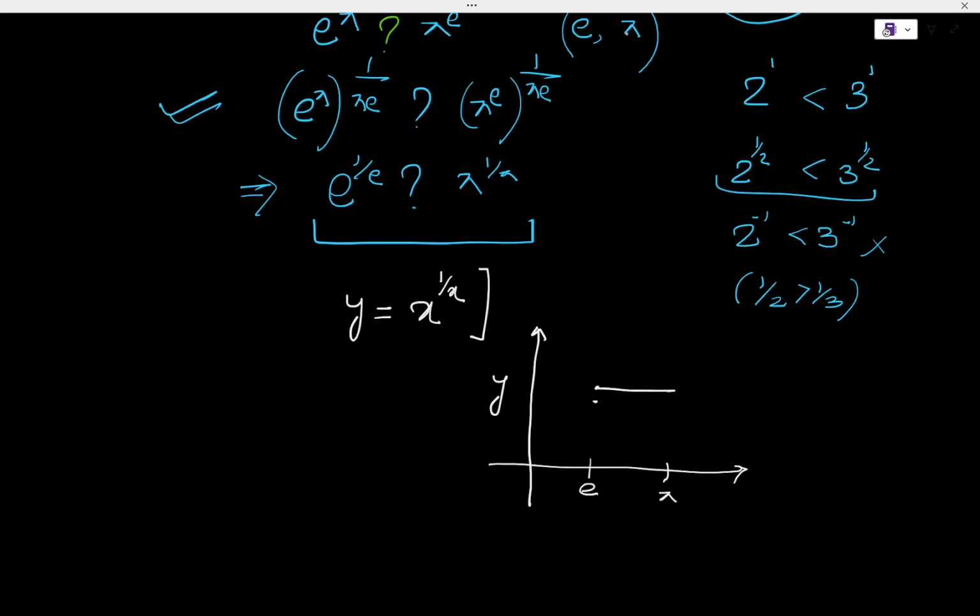Let's say the function was decreasing. If it was decreasing, then e to the power 1 by e is more than pi to the power 1 by pi. Same goes for increasing. So we can just judge that by the nature of the function. And of course, judging the nature of the function is actually much easier than actually computing the numerical value here. Why is it so?